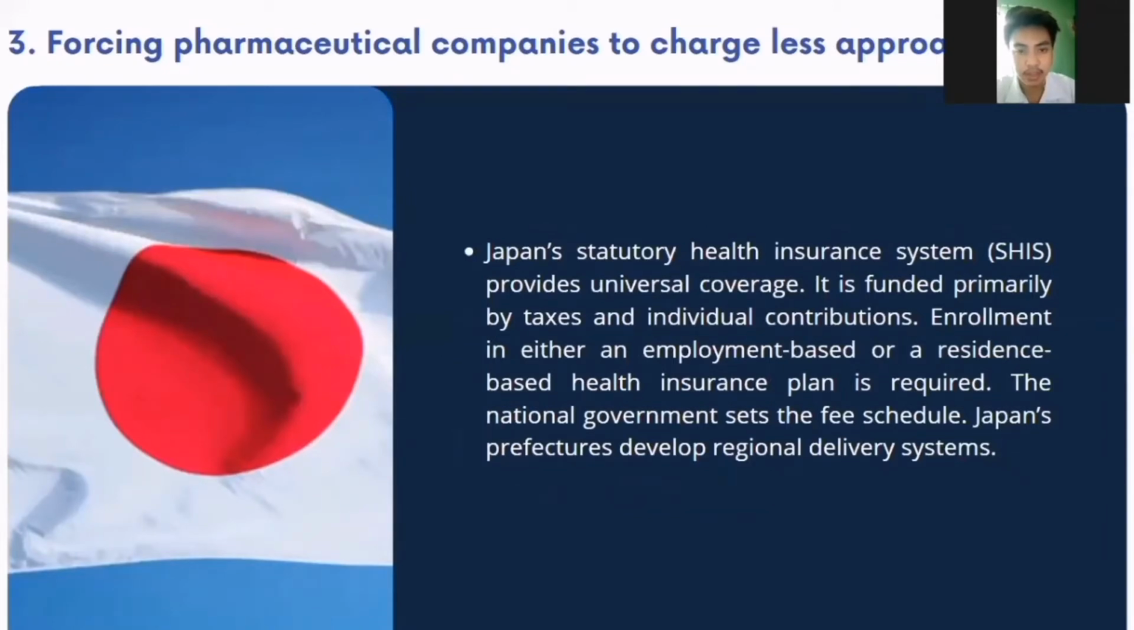Japan's statutory health insurance system, or SHIS, provides universal coverage. It is funded primarily by taxes, and individuals are required to enroll in either an employment-based or residence-based health insurance plan. The national government sets the fee scale. Japan's prefectures develop regional delivery systems.